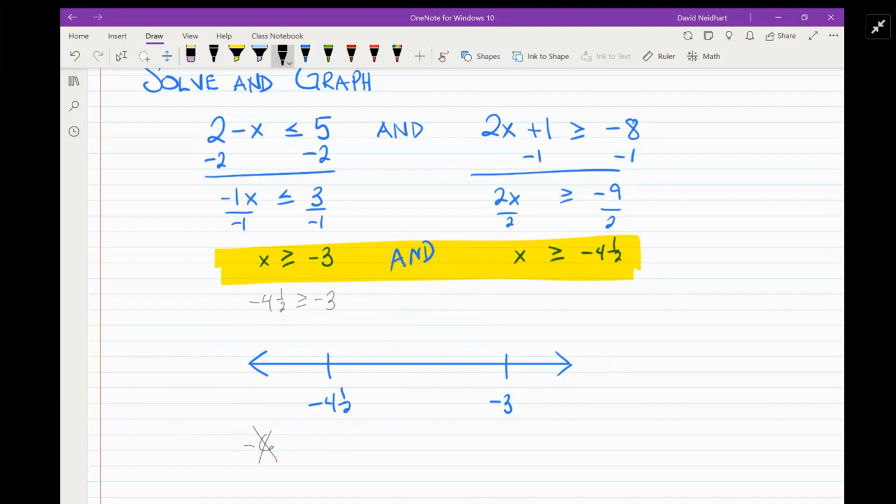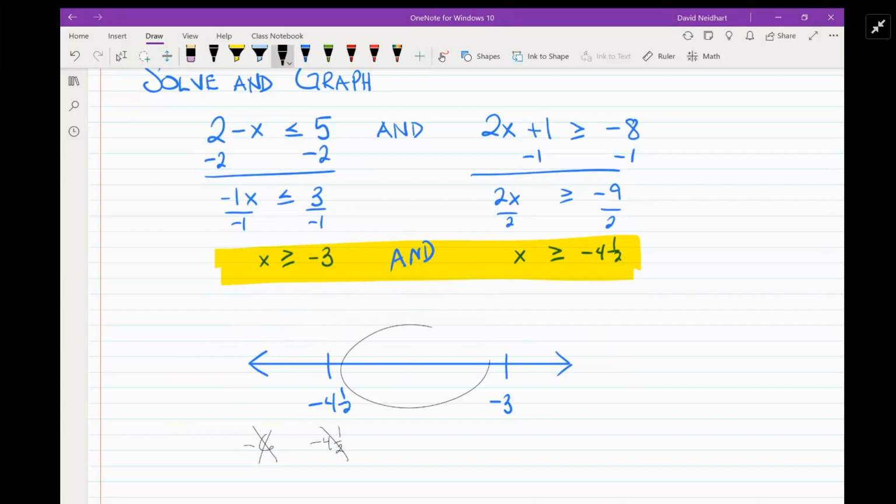Is negative 4.5 greater than or equal to negative 3? No, this is also false. And so negative 4.5 will not get shaded either. Again, I don't need to check the right half because the left inequality failed.